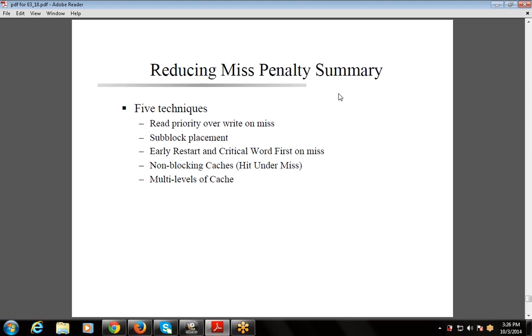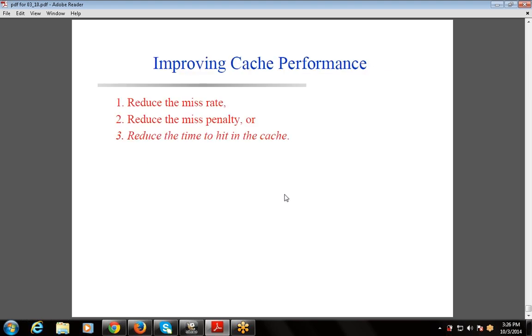Then reducing miss penalty summary. This is the summary of the techniques available to reduce the miss penalty. Five techniques are used: read priority over write, sub-block replacement, early restart and critical word first, non-blocking cache, and multi-level cache. So this is the last slide.